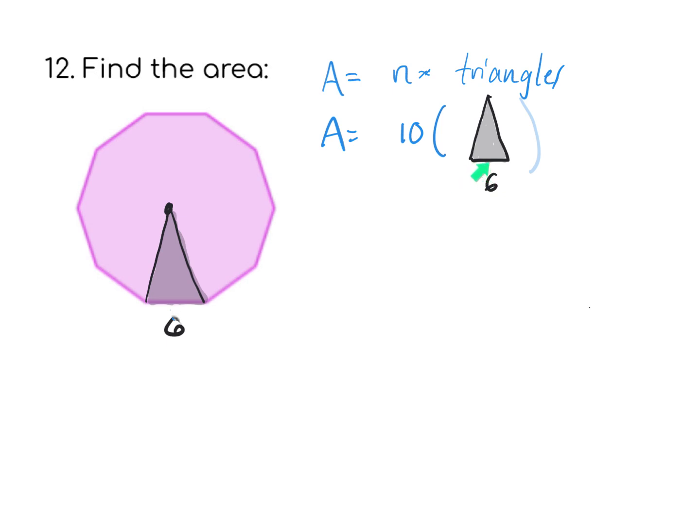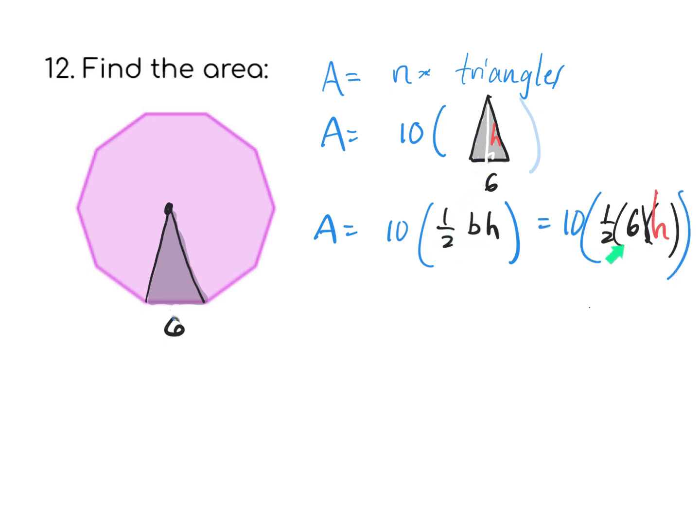6. So now we need to know the height, because we know that the area of a triangle is 1/2 times its base times its height. So for this problem then, once we find the height of this triangle, we'll know the full area of this polygon.